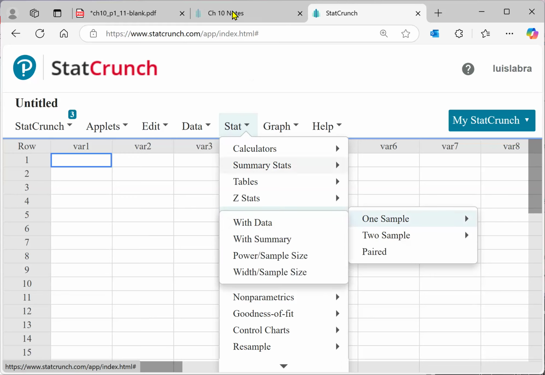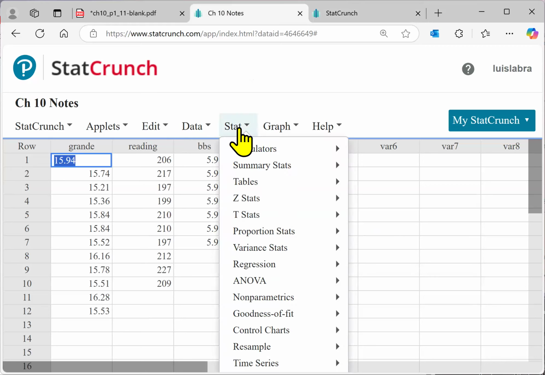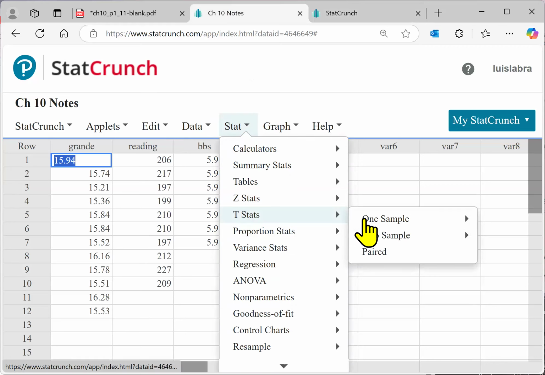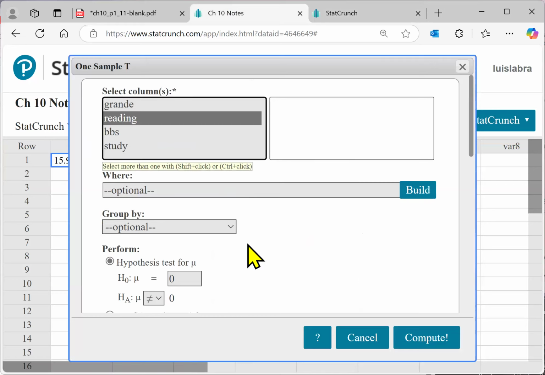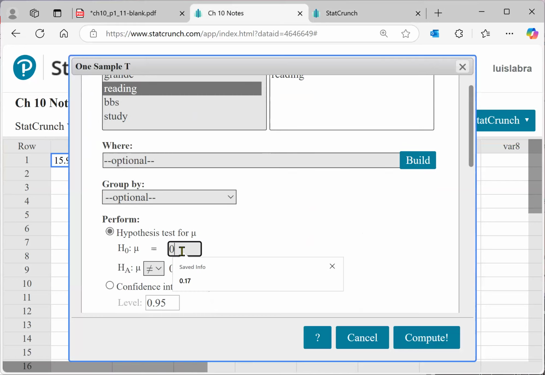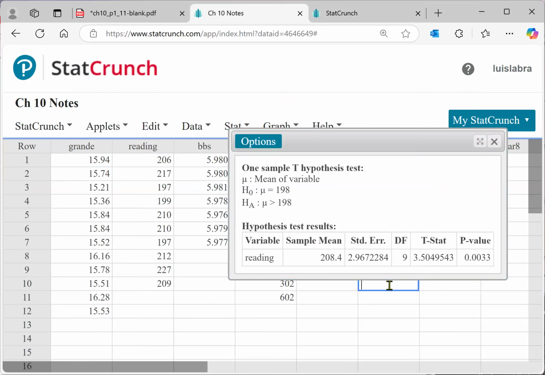In this case, we have data. So let's see, stats, t stats, one sample with data. And I'm going to go ahead and select the appropriate column, reading speed, and type in the hypothesis, which is 198, and greater than is the alternative. And there we have it. We've got our test statistics. So let's write those down.